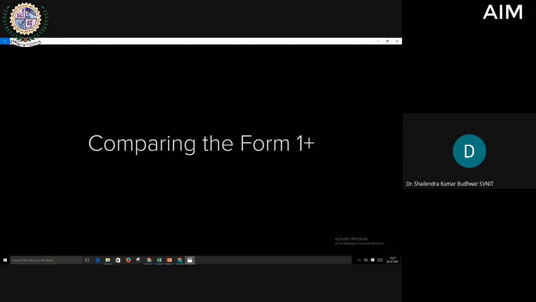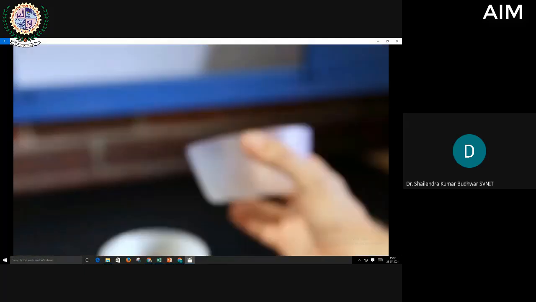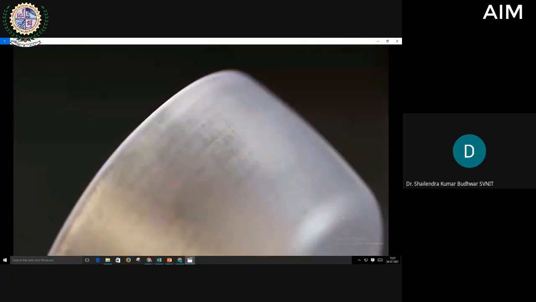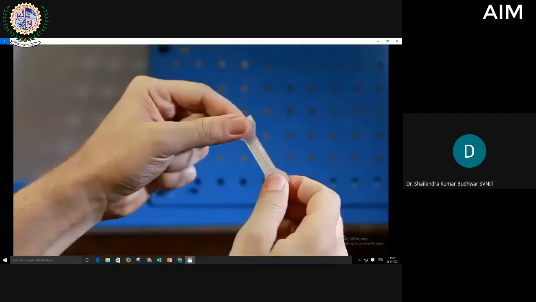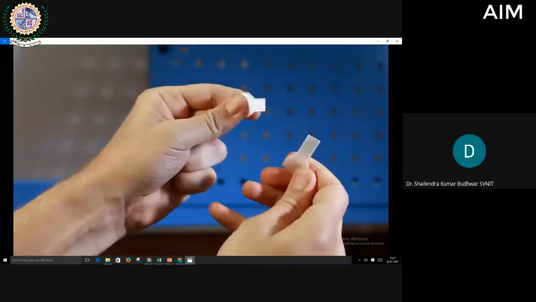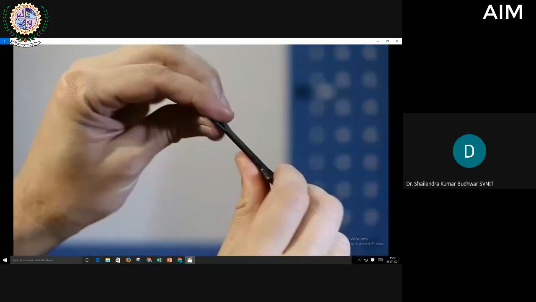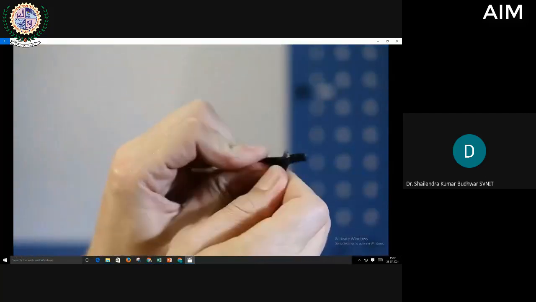Now let's compare how the Form 1 Plus parts stand up against a filament printer. The stereolithography part comes out nice and smooth, but we can see and feel the ridges on the cup printed with filament. When we break this sample piece, you can see that filament parts quickly snap along the layer lines. The SLA process creates a chemical bond, so our prints take much more force.